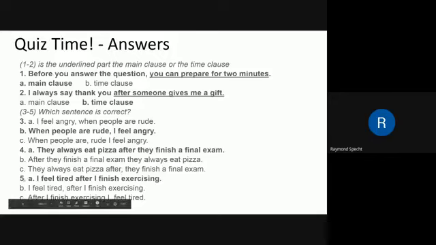Okay, 5A. I feel tired after I finish exercising. Again, correct. We have the main clause, no comma, because the time clause comes second. Here, what did they do? They put the comma in there, which we don't do because the main clause is first. And then C, second. After I finished exercising, I, comma, feel tired. What happened there? They put the comma in the wrong spot.